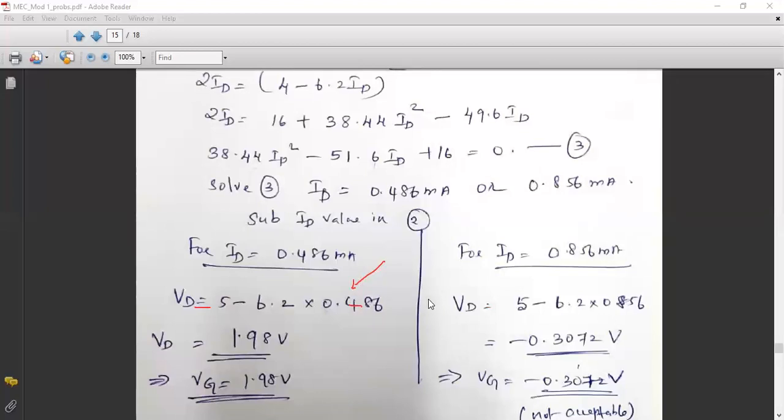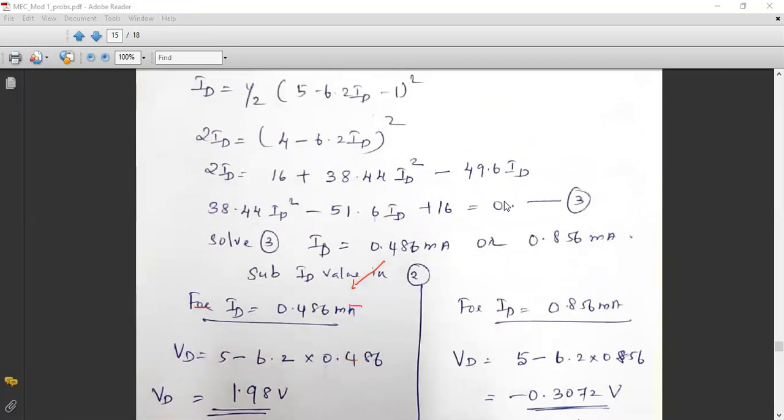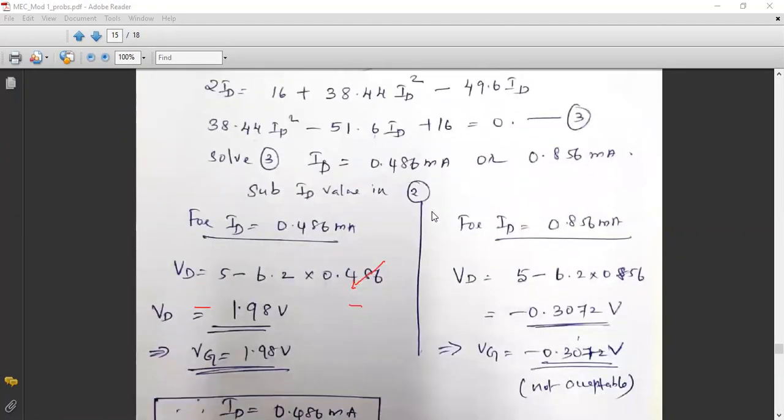Since it is a gate to drain feedback resistor or feedback biasing, the drain voltage is equivalent to gate voltage. So whatever you are solving for VD, that will be same as that of VG. And from this, we will compare the two VG values and we will finalize the most suitable one. So put your values in equation 2 and get me VD values or VG values, because VD is same as that of VG. So you got 1.98 and negative 0.3072.